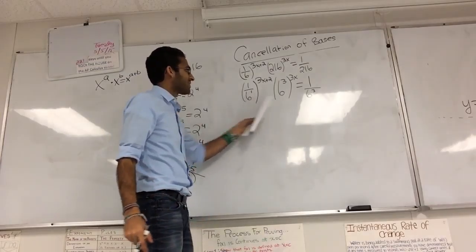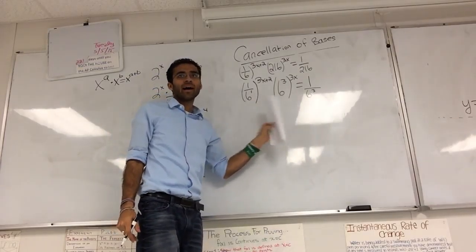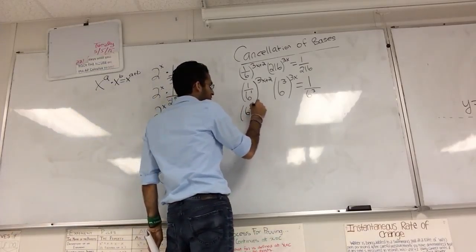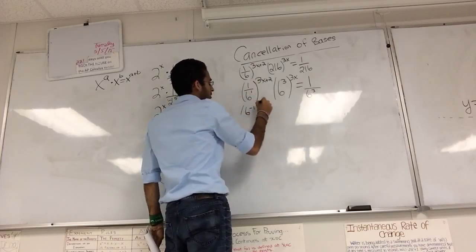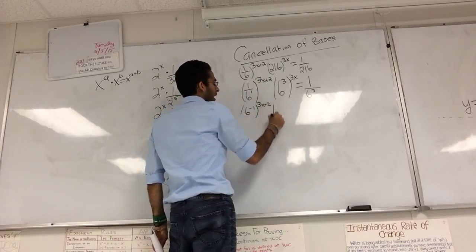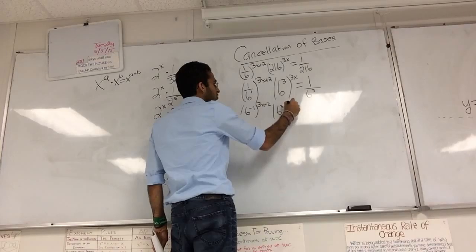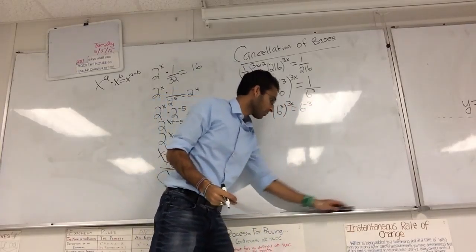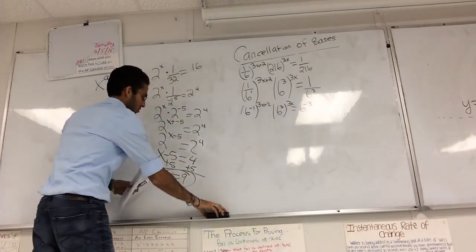I'm now going to make these exponents that are downstairs come upstairs. So I'm going to go 6 to the negative 1, to the 3x plus 2. I'm going to go 6 cubed, nothing changes there, equals 6 to the negative 3. Right?